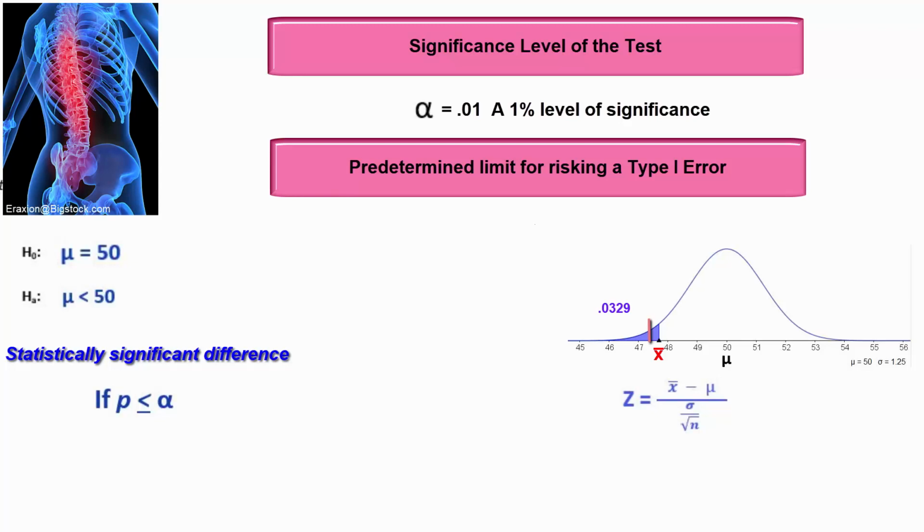The most common significance level is 0.05, but 0.01, 0.025, and 0.10 are also very common.